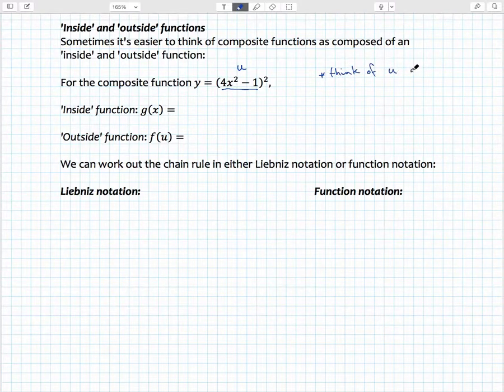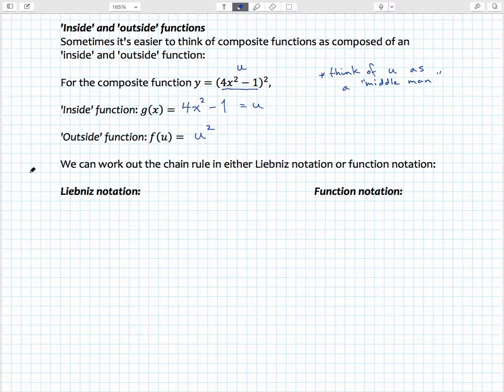Think of u as a middleman, like a go-between x and y. So if we call 4x squared minus 1 u, we can call that our inside function, right? g of x becomes this polynomial function, which we know how to differentiate, 4x squared minus 1, which is equal to u, by the way. And then the outside function is going to be now a function of u after we replace it. So y, which is f of u, and we just have u squared, the power of 2. So now we've decomposed it using u as our middleman.